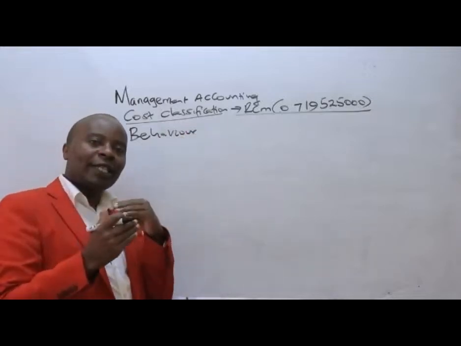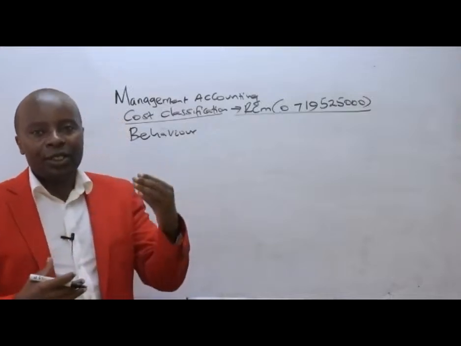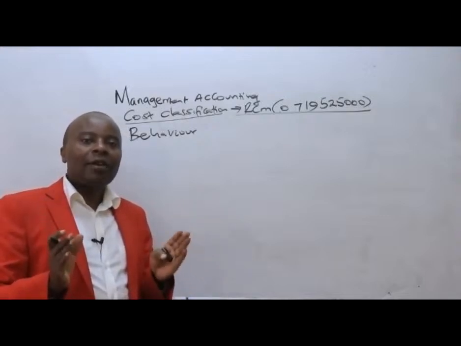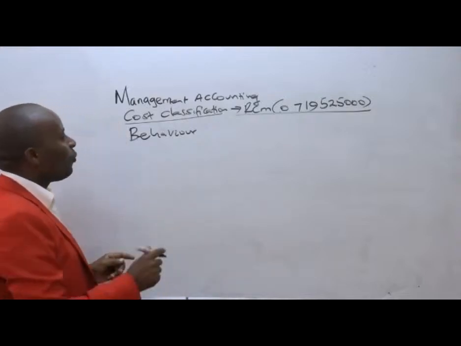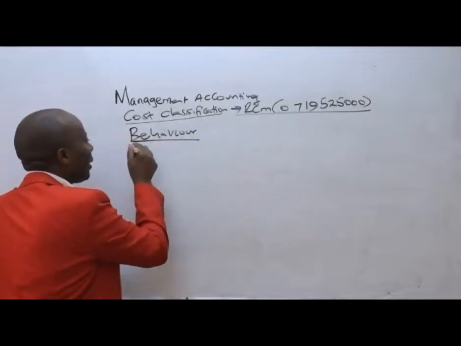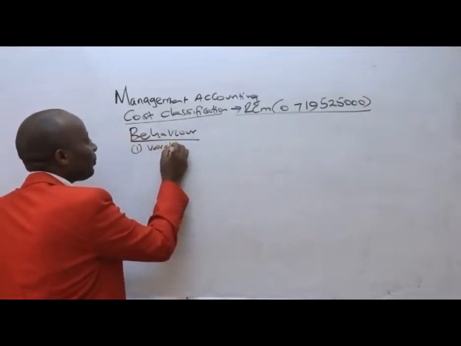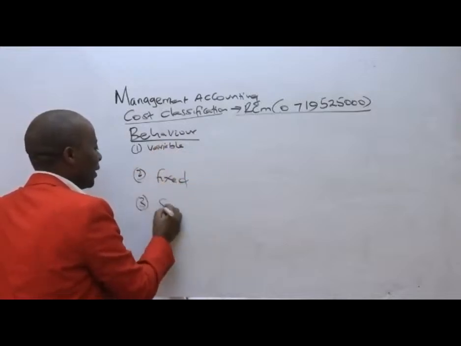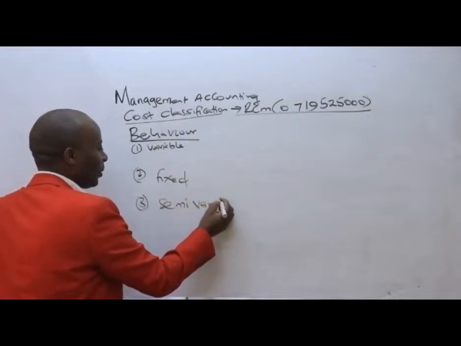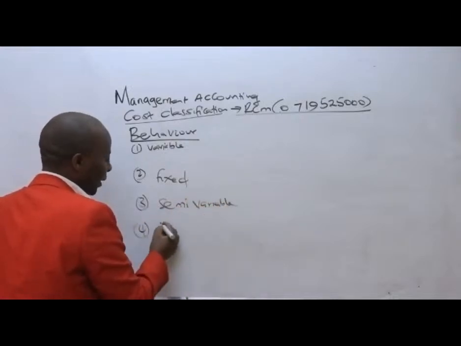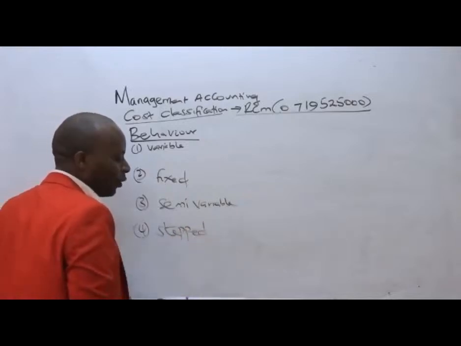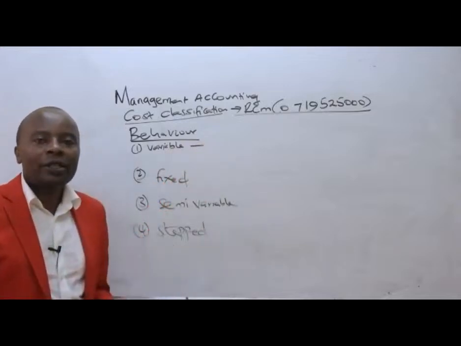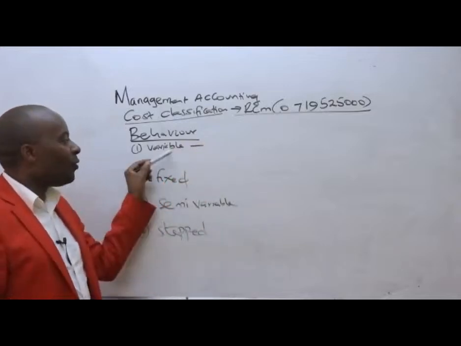You know, there are those costs that change as output changes. There are those costs that are ever static. So in terms of behavioral classification, ladies and gentlemen, we have costs that are variable. We have costs that are permanently fixed. We have costs that are semi-variable. We have costs that move forward in form of steps, what we call the stepped fixed cost. Ladies and gentlemen, variable cost, I would want you to appreciate from the word vary.